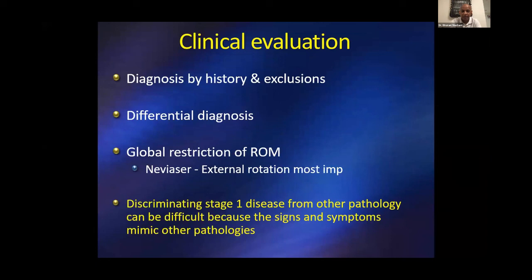So the most important thing is the history, and the diagnosis is by exclusion. The differential diagnosis you think of is obviously in patients who have glenohumeral arthritis, and X-rays should be normal. Discriminating stage 1 disease from other pathology can be extremely difficult, especially in phase 1 of adhesive capsulitis, and also in patients with early impingement. The findings are very similar. You have almost full range of movements, positive impingement signs, pain global.